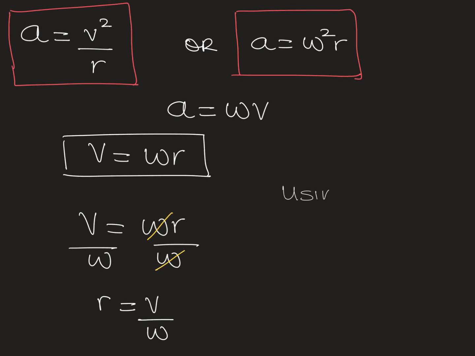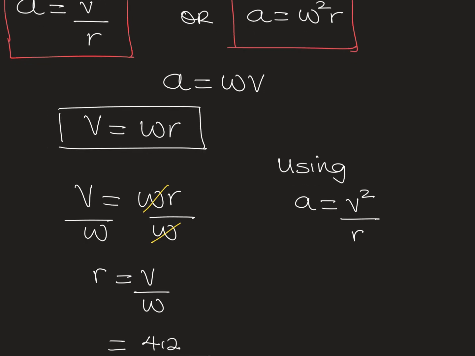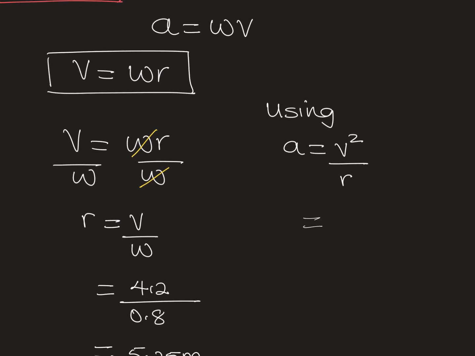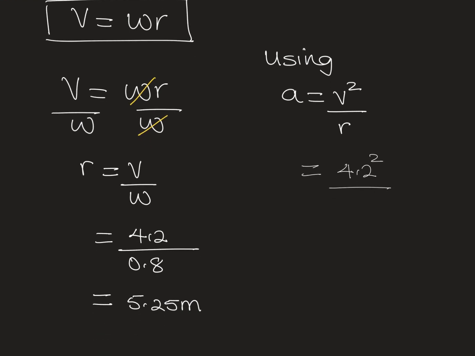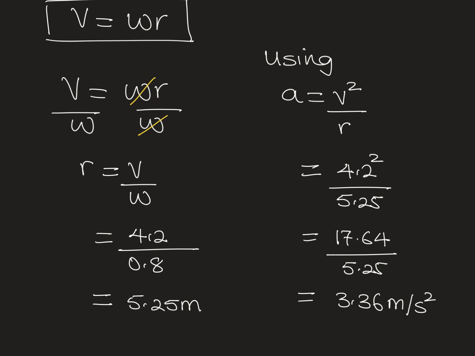So using acceleration is equal to v squared divided by r, the linear velocity is 4.2, so we will square that, divide by r, which we calculated as 5.25. So 4.2 squared is 17.64, divided by 5.25. We will have 3.36 meters per second squared as the acceleration.